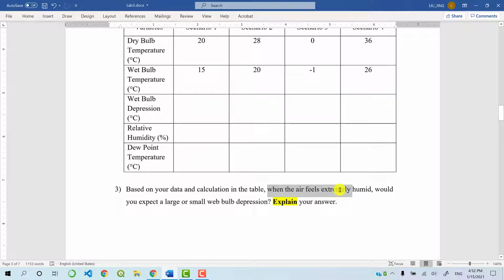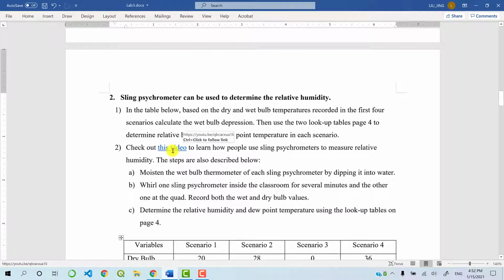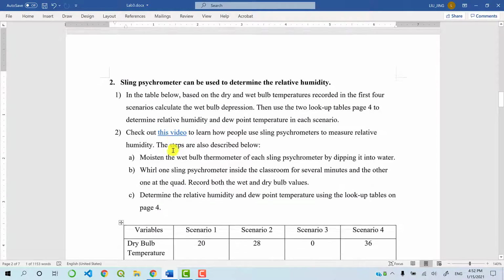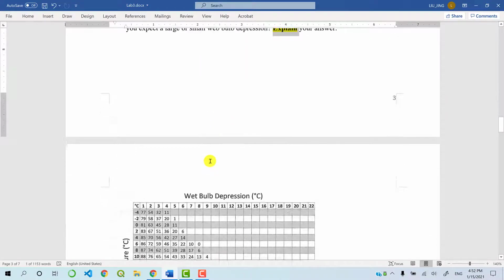When the air feels extremely humid, if you have very humid air, would you expect a larger or smaller wet bulb depression? Explain your answer. To answer this question, especially to explain, you need to watch this video to understand how a sling psychrometer works. Okay, so that is question number 2.